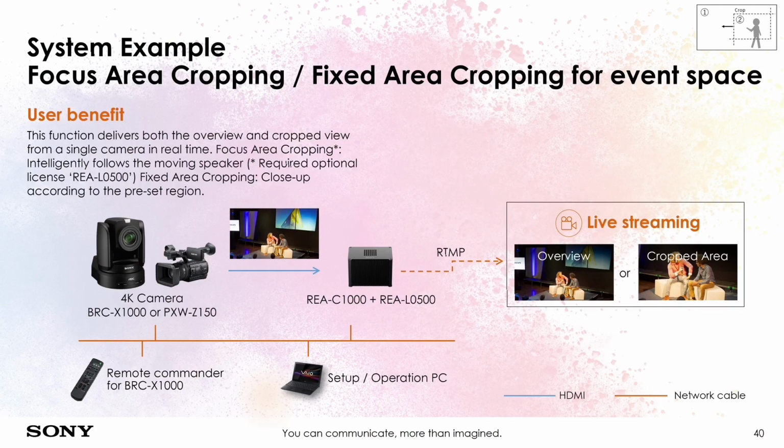This is the system example of focus area cropping, fixed area cropping for an event space. We can use a 4K camera like PTZ camera BRC-X1000 or a fixed handy camera like PXW-Z150 with REC-1000 plus L500 focus area cropping license. We can distribute the whole view or the cropped area to different locations.